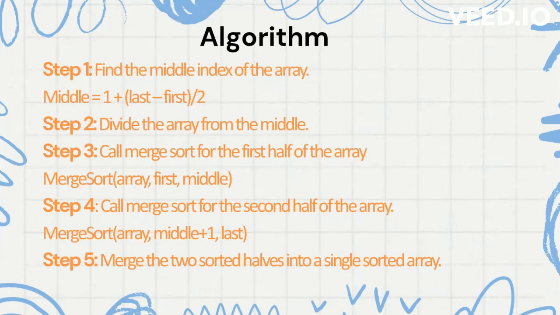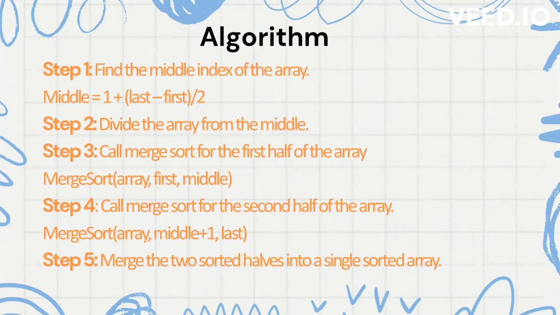Now, let us see the algorithm for merge sort. In step 1, we have to find the middle index of the array. Formula for this: middle equals first plus last minus first divided by 2. In step 2, we have to divide the array from the middle. And then in step 3, we call the merge sort for the first half of the array. This is the syntax for merge sort of the first half of the array: merge sort of array, comma, first, comma, middle element.